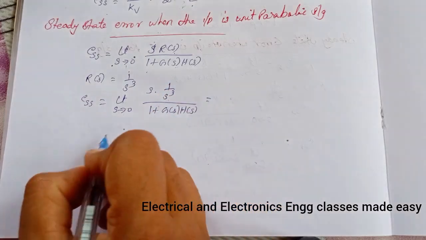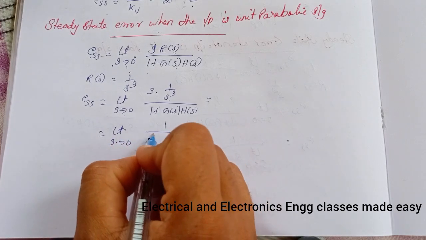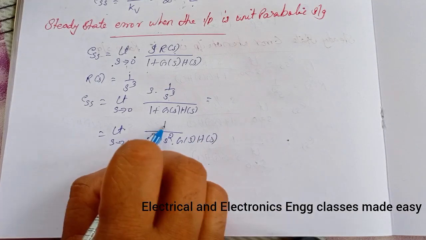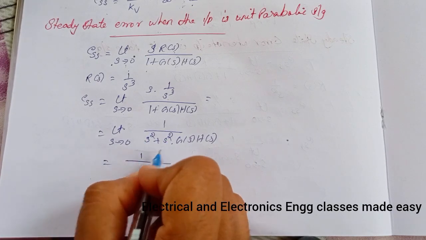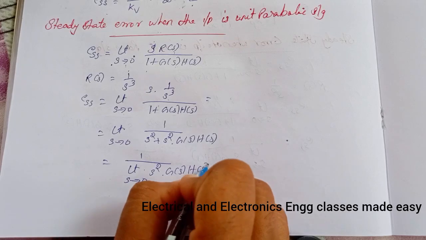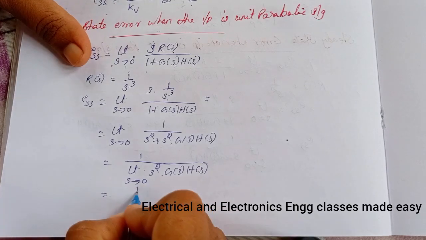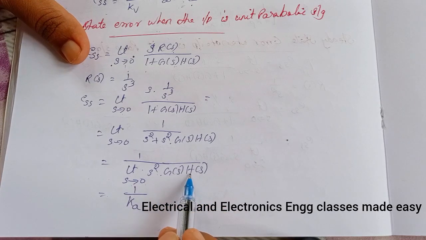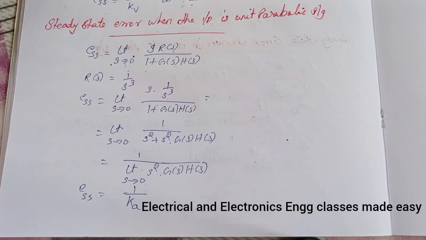by s square, that is limit s tends to 0 1 divided by s square plus s square into G of s H of s, and while applying the limit here we get 1 divided by 0 plus limit s tends to 0 s square into G of s H of s, but this is the acceleration error constant, so we can write 1 divided by Ka, where Ka is equal to limit s tends to 0 s square G of s H of s, and it is the acceleration error constant, so ESS is equal to 1 divided by Ka.